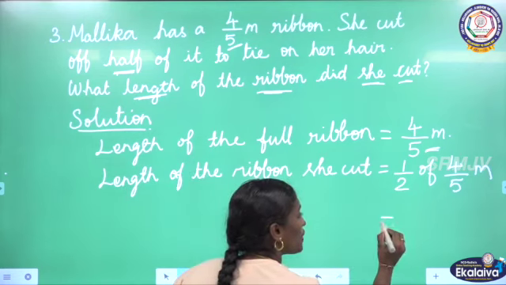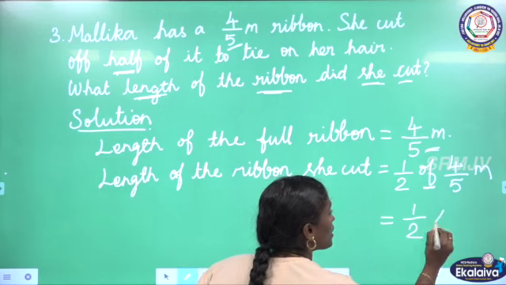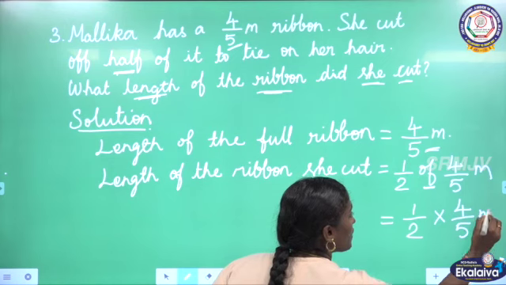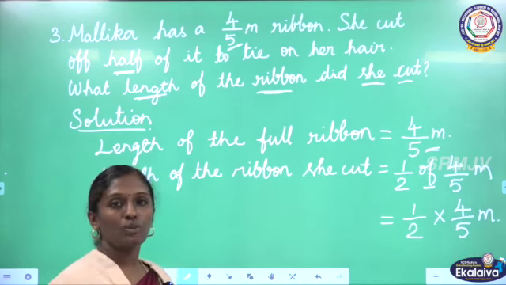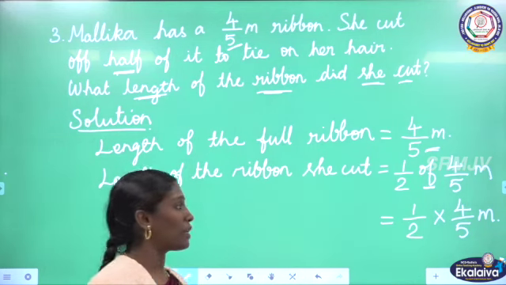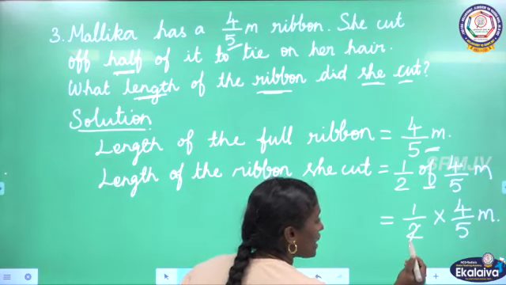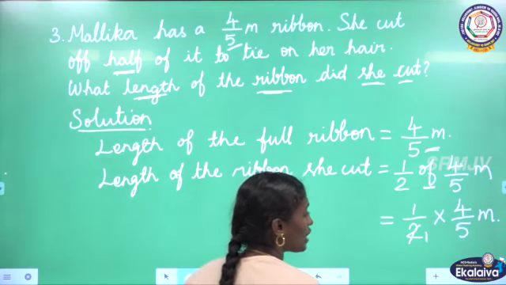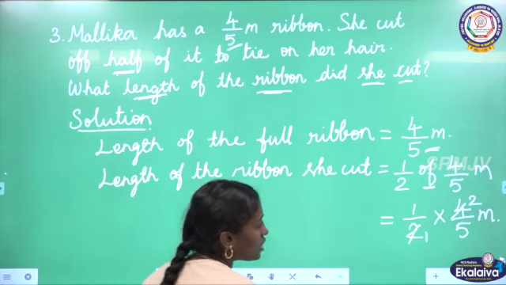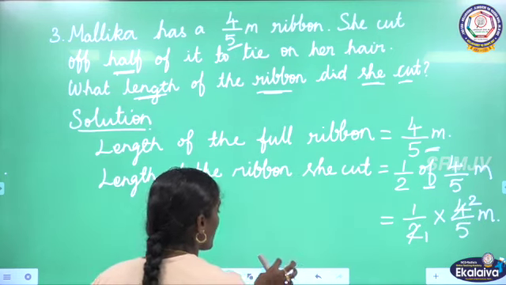Here now we have to simplify it. Instead of "of" we have to use the multiplication symbol. So we will get 1 by 2 into 4 by 5 meter. Now we have to check whether there is any possibility to reduce the numerator and denominator numbers. See the numbers 1, 4, 2 and 5. Here we can reduce 2 and 4 in 2 table. In 2 table 1 time, in 2 table 2 times. Any other possibilities? Here 2 and 5 are prime numbers, so we can't reduce them.